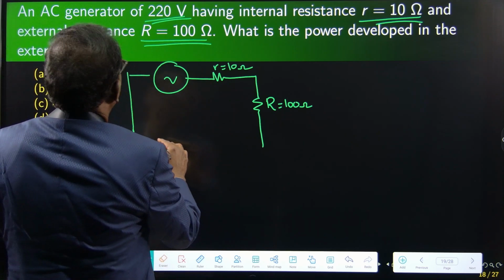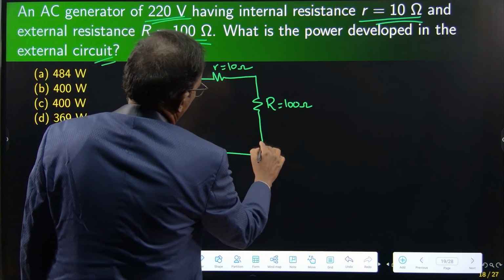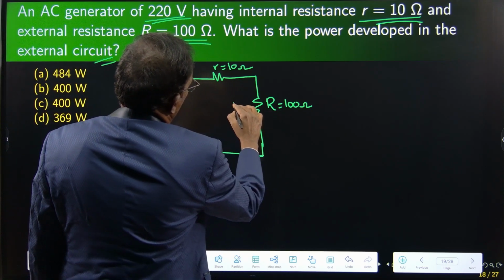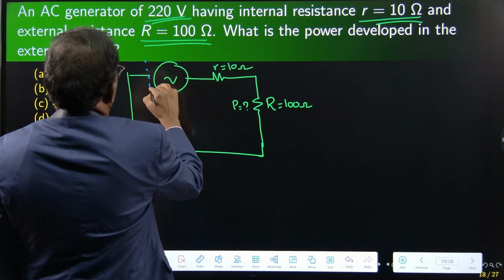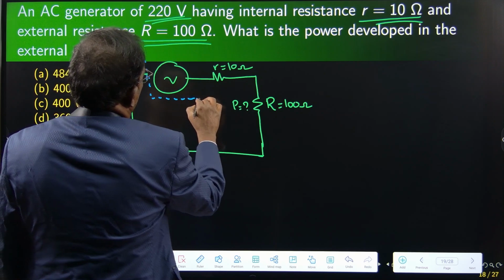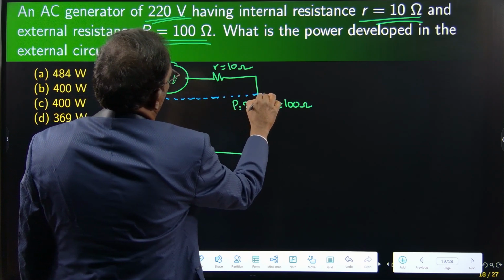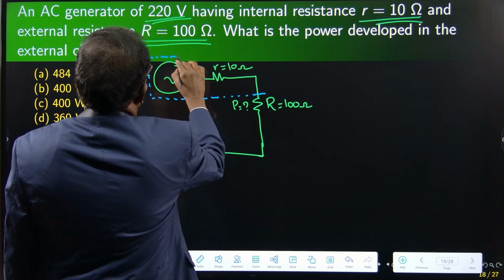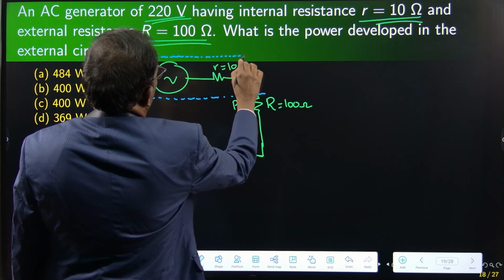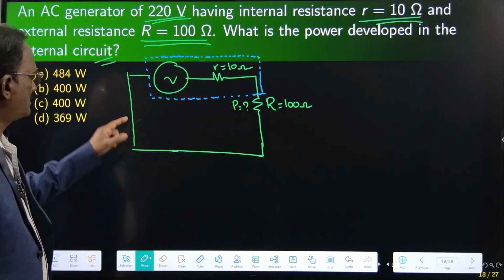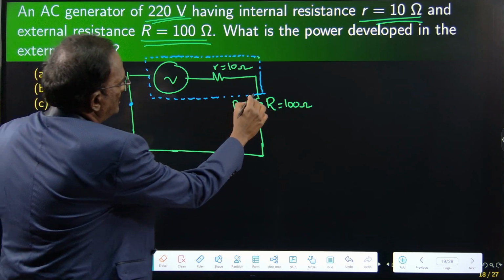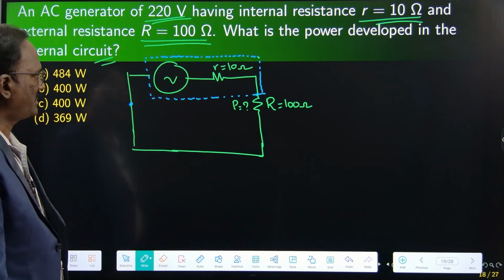What is the power developed in the external circuit? What is the power developed here? This is internal. The generator and the resistance are internal components, right? This is the external circuit.